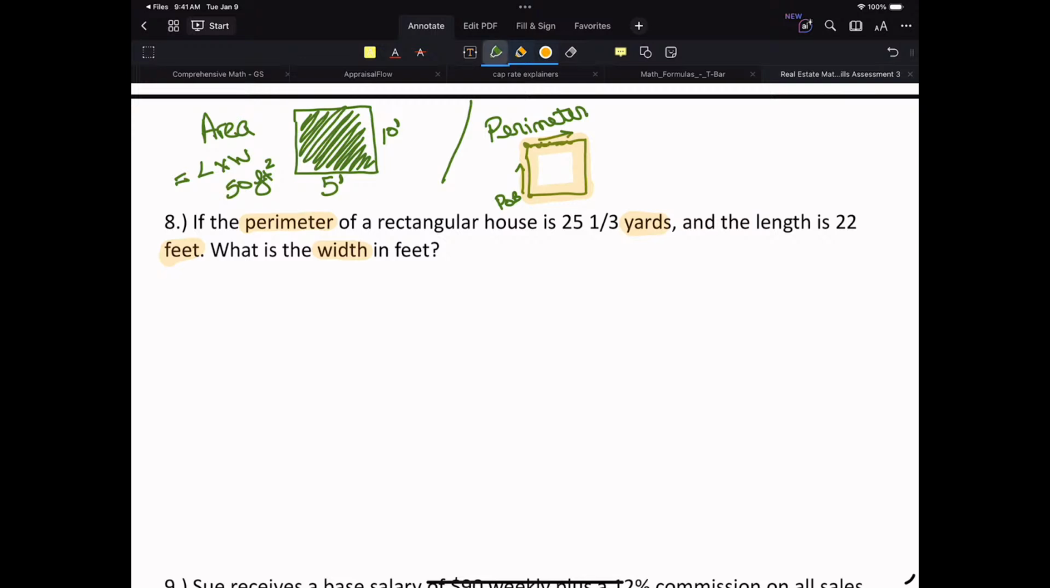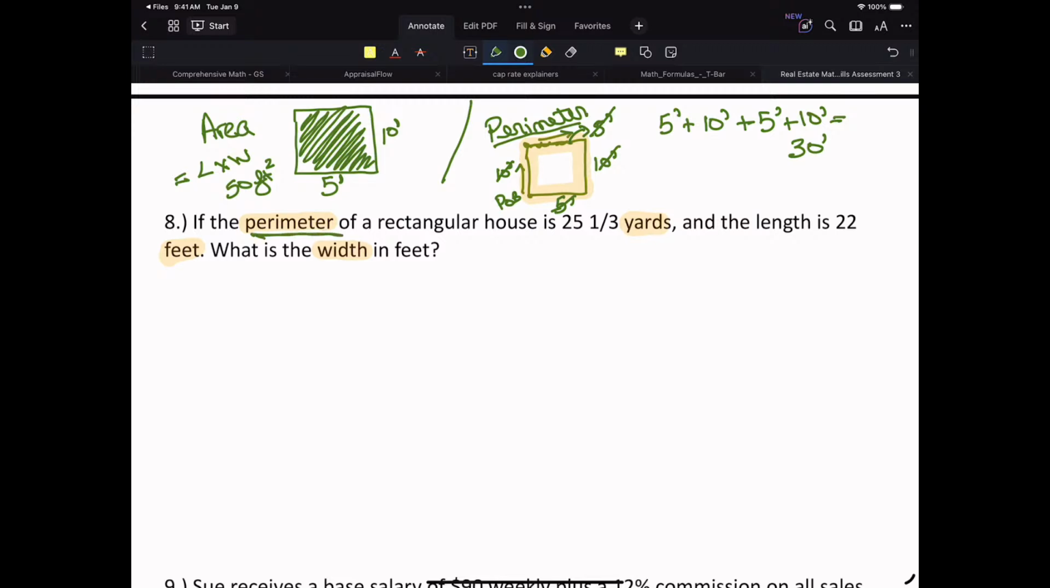Well, if it's truly a square, we know if this is 10 feet, this has to be 10 feet. And if this is 5 feet, then this has to be 5 feet. So what is 5 feet, plus 10 feet, plus 5 feet, plus 10 feet? If I did that, that looks like it's 30 feet if I can add correctly. That's a perimeter. And that's what this problem is asking me for.